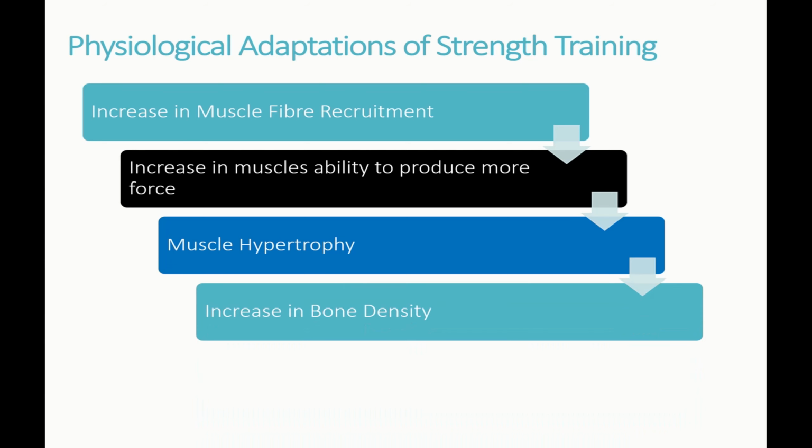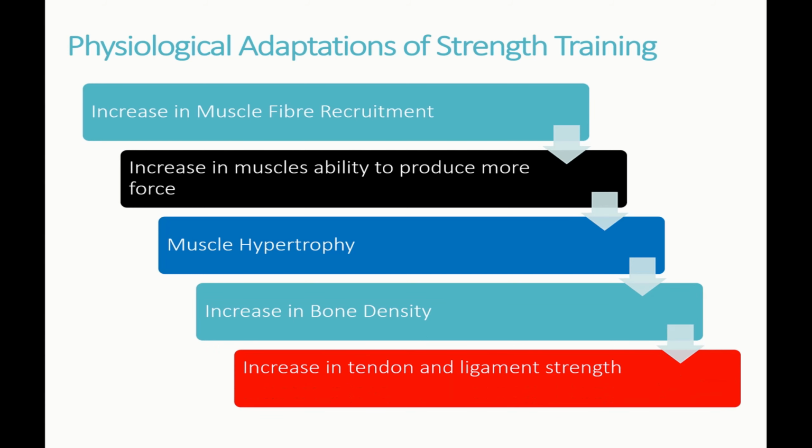Increase in bone density, so soft tissue adaptations also occur. It's not only muscle which is an adaptive tissue, bone is also an adaptive tissue, and as we put it under load through strength training, there is an increase in the bone density, so there is a much reduced chance of injury, fracture and things like that. So increase in bone density is one of the soft tissue adaptations.